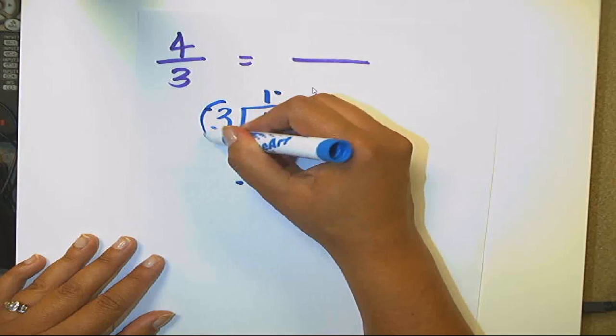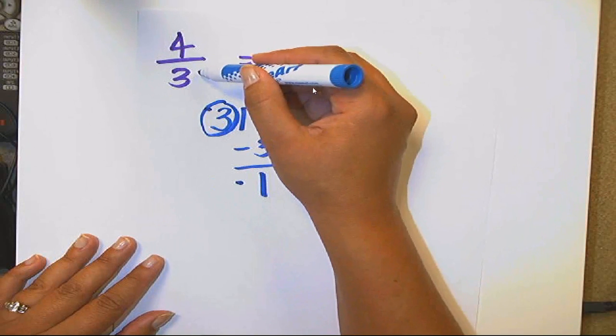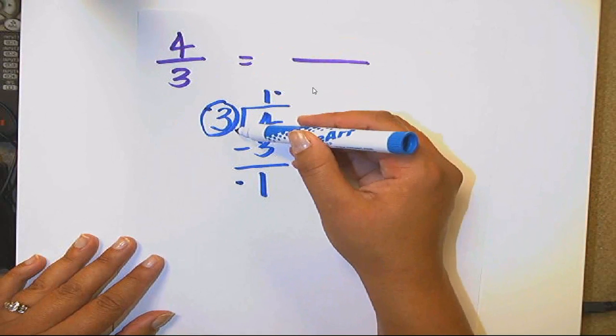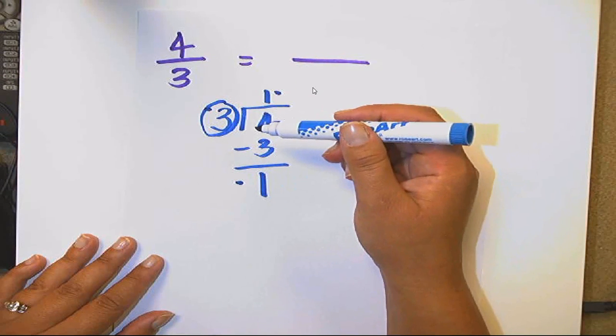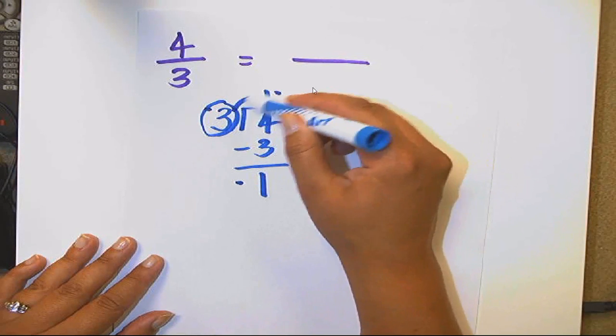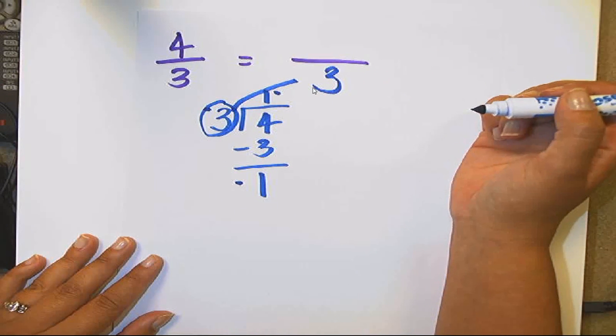The first number over here, number 3, is my denominator. It started out my denominator. It's going to remain my denominator. My denominator is not going to change. So I'm going to take this 3 and plug it in as my denominator in my answer.